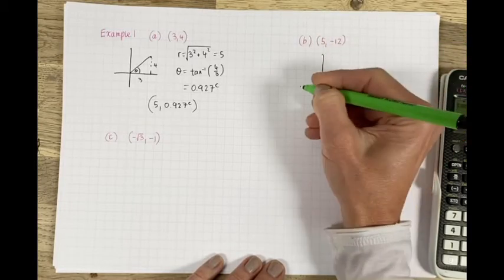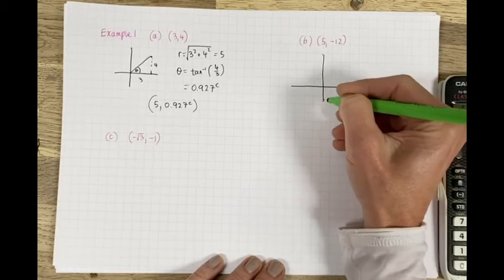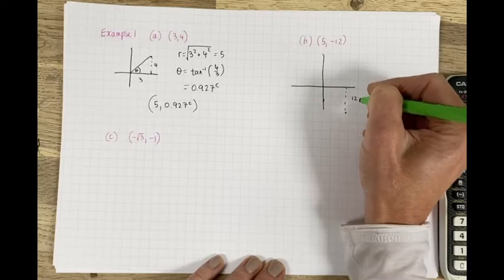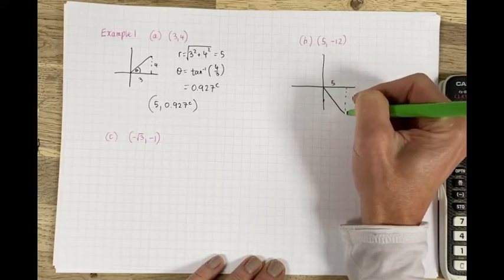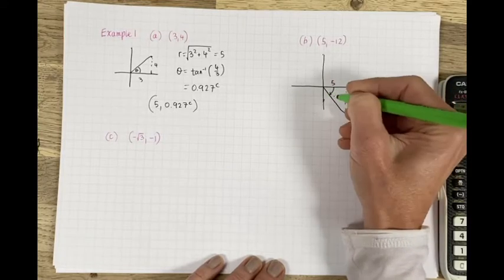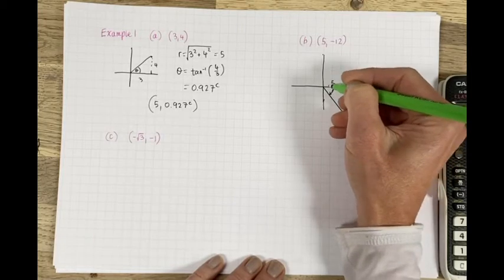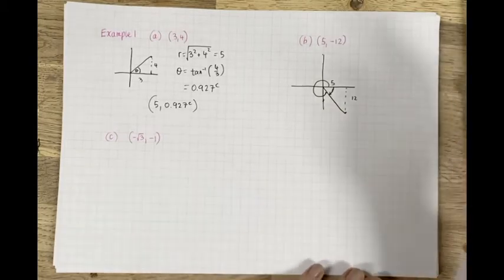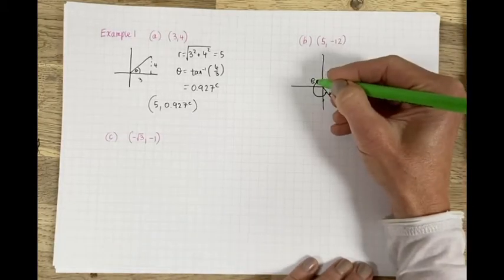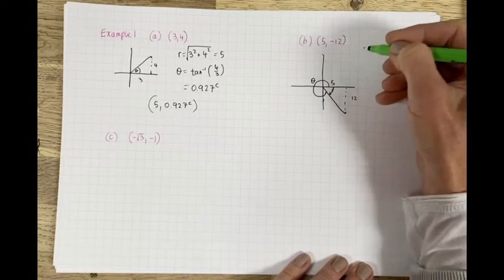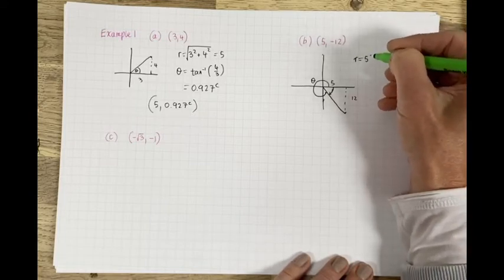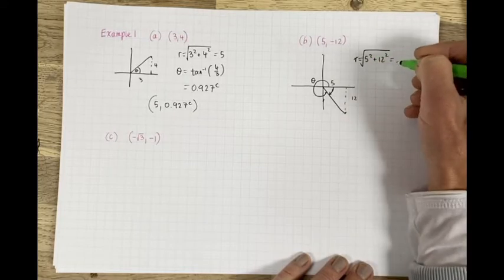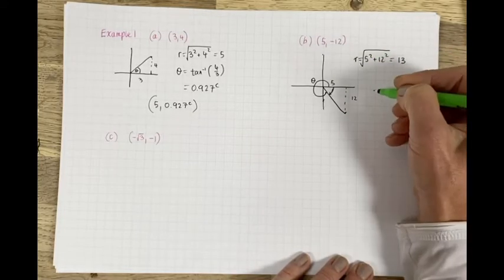Here we've got another point. This time it's going to be 5 across, 12 down. So this is 12, this is 5. We're talking about going over here. I'll find this angle, although I'll provide the other angle as my theta. First of all, let's go for the value of r. This is 5 squared plus 12 squared, square rooted, so that's 169 square rooted, r is 13.